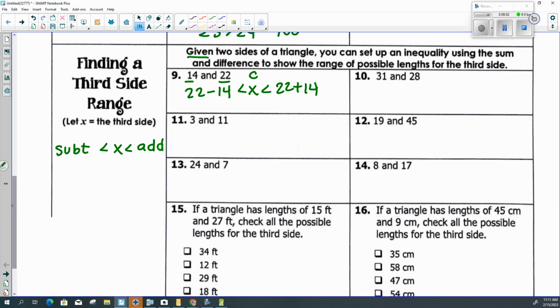So Jordan, what did you get for 22 minus 14? 8. And what did you get for 22 plus 14? 36. So this is kind of the idea. If I've got 14 and 22, let's say it's 36. So how can I draw this? I don't have enough room. If I've got 14 and 22 and then 36, it's going to be very obtuse.